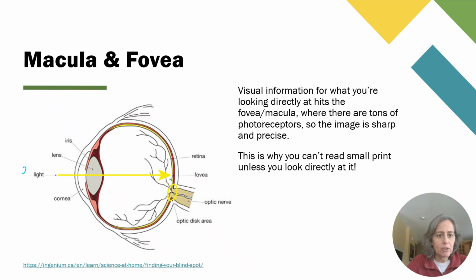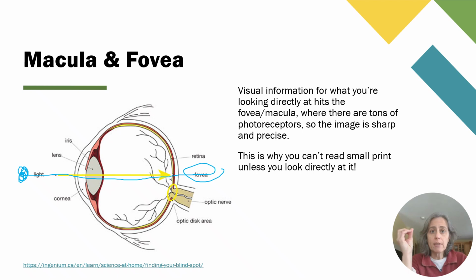So if I'm looking straight on, dead on an object that's right here, those light rays are coming in and they're going boom right on the fovea. So I get the most information about whatever I'm looking directly at. Okay, so that's why you look directly at something if you want to see it clearly.